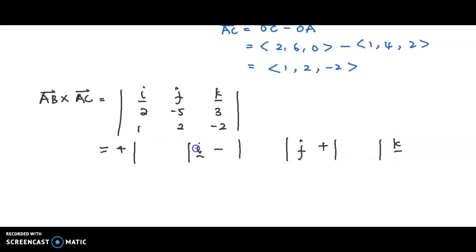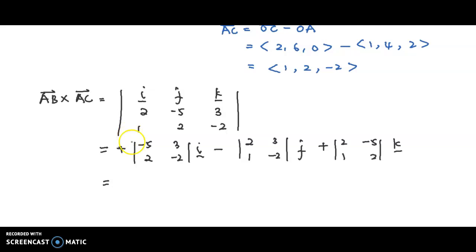For the I term, we close up the I row and I column. Then we see negative 5, 3, 2, negative 2. For the J term, close the row J and the column J. We have 2, 3, 1, negative 2. For K, the same thing. We close the row for K and the column for K. We have 2, negative 5, and 1, 2.